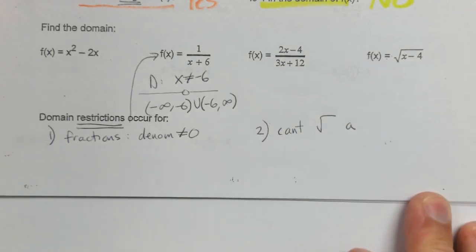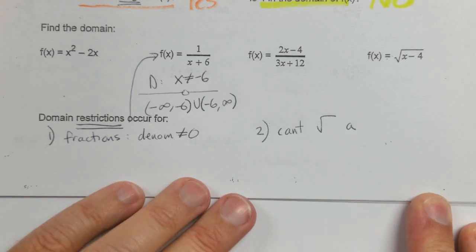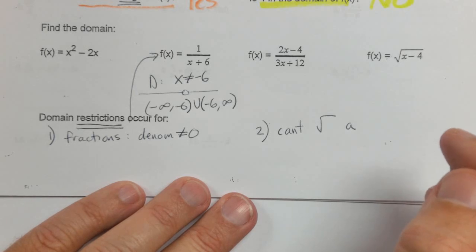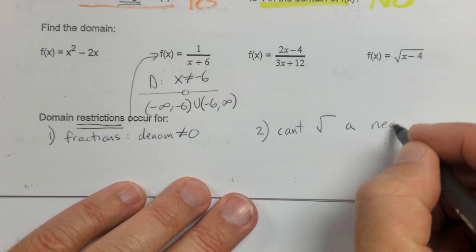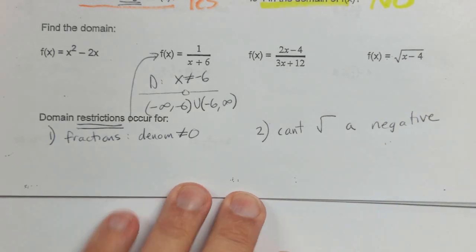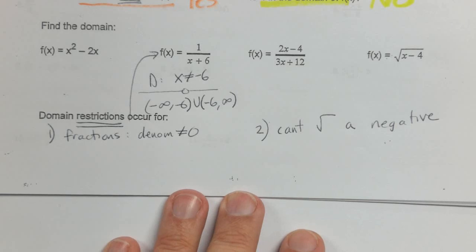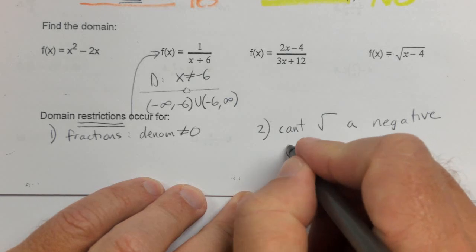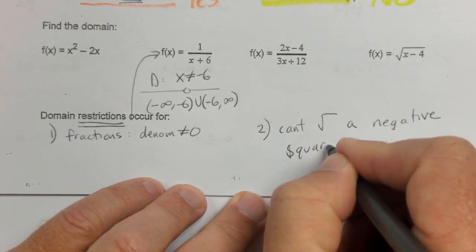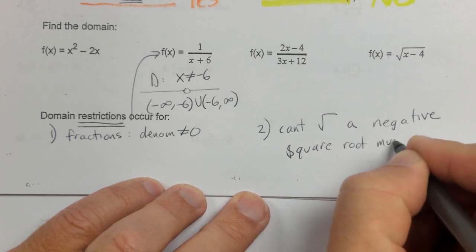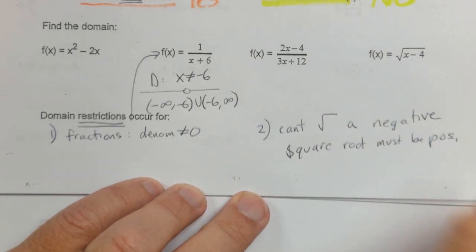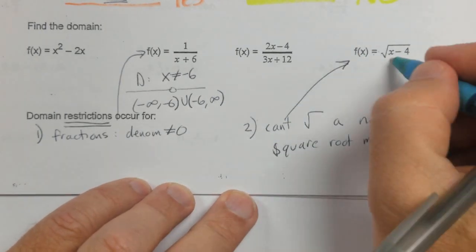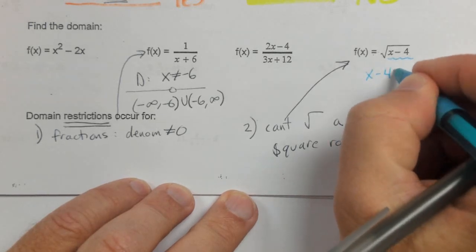What can't you take the square root of? What type of number can you not take the square root of? A negative number. Well, I see what you mean by prime. A prime number doesn't have a nice square root. But a negative number you can't even take the square root of. So, square roots must be positive. That might be a better way to say it, because that's how we'll set up the problem. So whatever's under the square root has to be greater than 0.